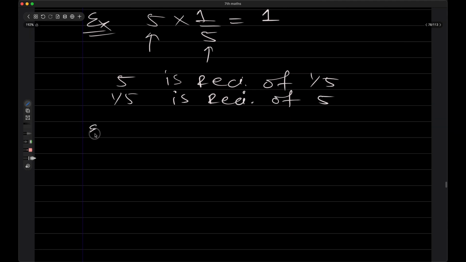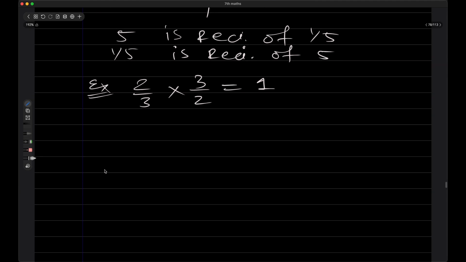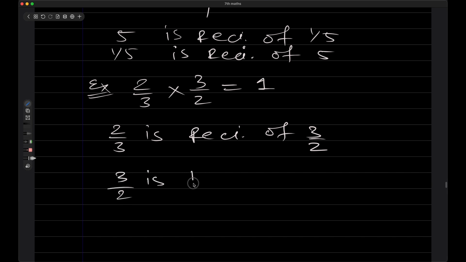Let's take another example. If I take 2 divided by 3 into 3 divided by 2, we will get the answer as 1. 3 3 will get cancelled, 2 2 will get cancelled, and the answer is 1. Then we can say 2 divided by 3 is reciprocal of 3 divided by 2, and we can also say 3 divided by 2 is reciprocal of 2 divided by 3.